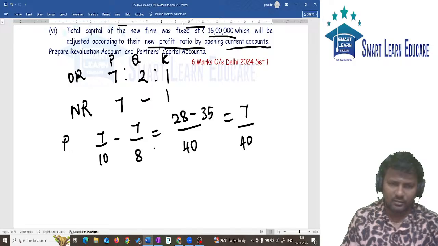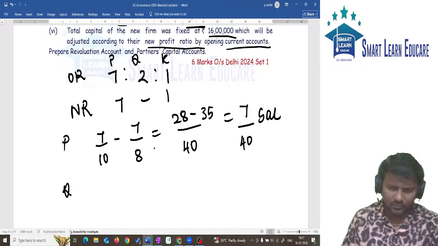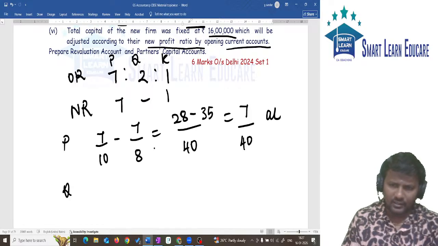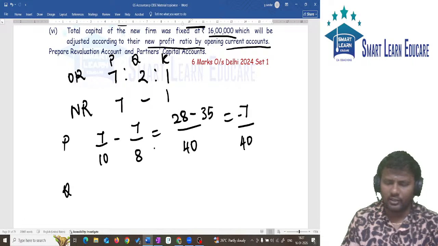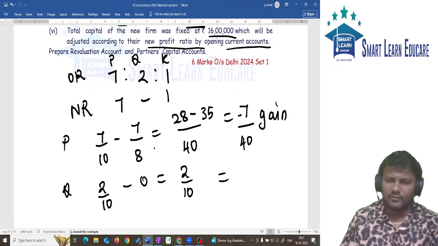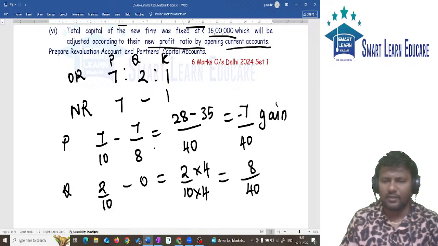In the same way for partner Q, the answer is minus, meaning it is gaining. It is minus 7/40. It is gaining. Next, the second partner, it is 2/10 minus 0, you will get 2 by 10. Write it in terms of 40: this should be multiplied by 4, this also by 4, and you get 8 by 40. That is the sacrifice.